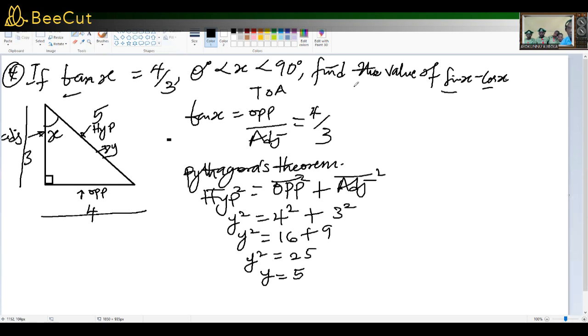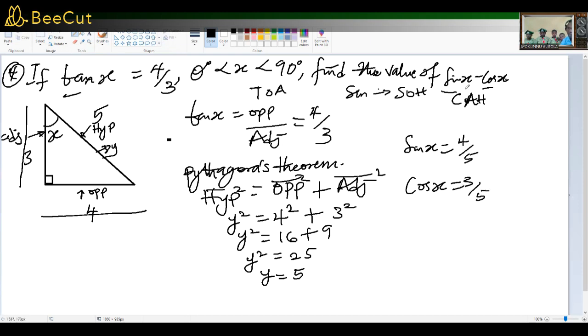Tan is TOA. Sine is SOH, which is opposite over hypotenuse, while CAH is cosine. Now, it says sine x minus cos x. Let's go to sine x. Sine x is opposite over hypotenuse. What is opposite? 4. What is hypotenuse? 5. So that is 4 over 5 minus cos x. Cos is adjacent over hypotenuse. Adjacent is 3, and hypotenuse is 5.